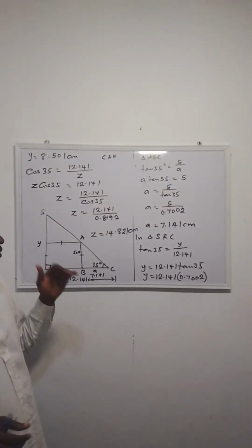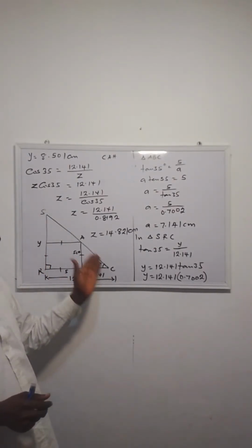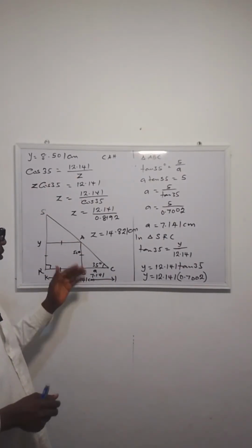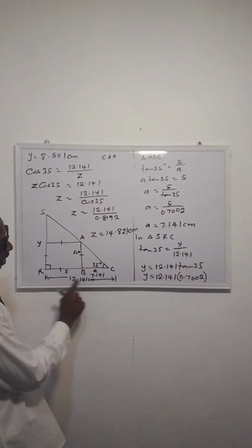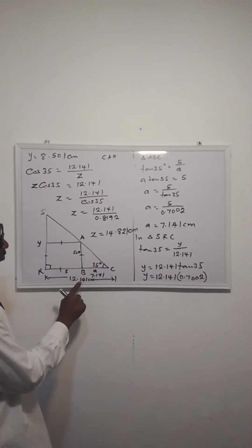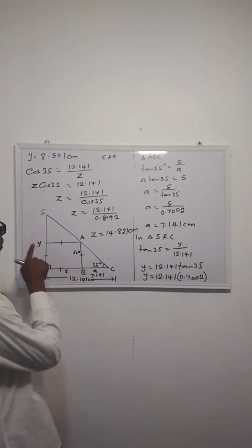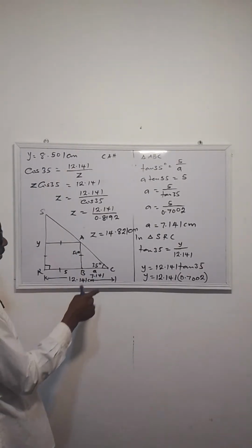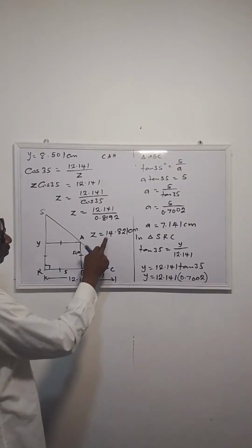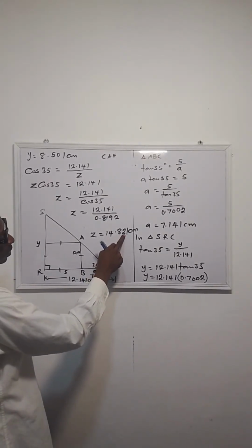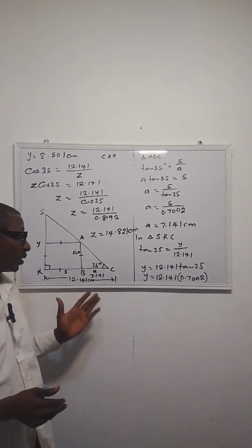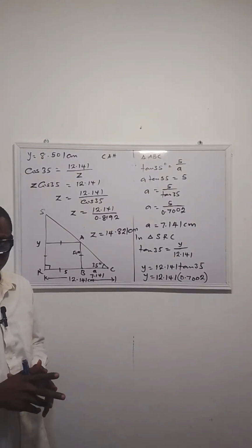Now the question asks us to find the length of the sides of the bigger triangle. So this is the bigger triangle. So we have gotten this side. The first side is 12.141. The second side is 8.501. And the last one is 14.821 centimeters. And that is the answer to that problem. So I want to believe we all get that.